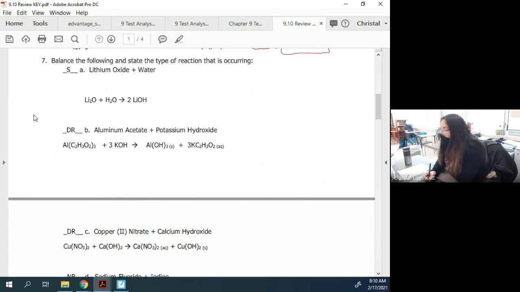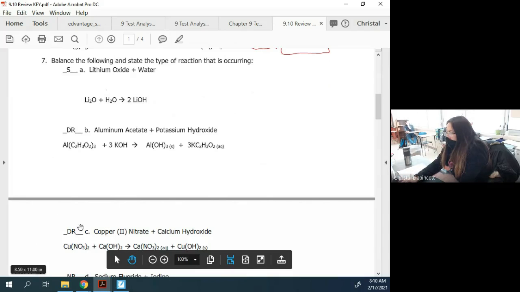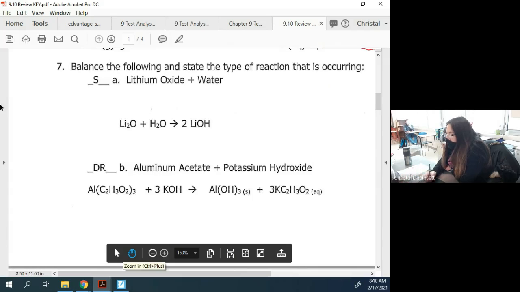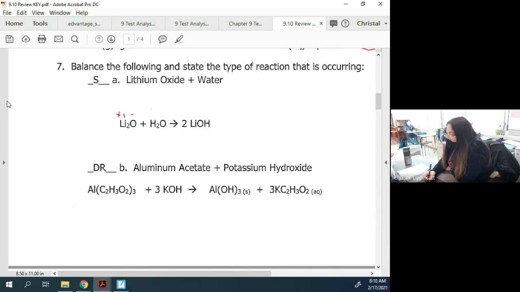So when we write this out, I have to look at my charges here. When I look at my charges on this, I see that lithium is a +1, and this is a -2. So to balance that charge out, I needed 2 lithiums, 2 plus charges to balance that out. This is just water. Don't worry about charges on water. Water doesn't have charges. Water is a covalent compound. Ionic compounds have charges, covalent don't. Okay?